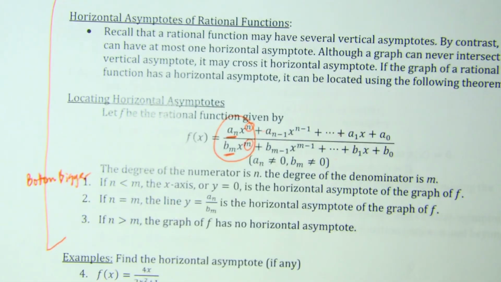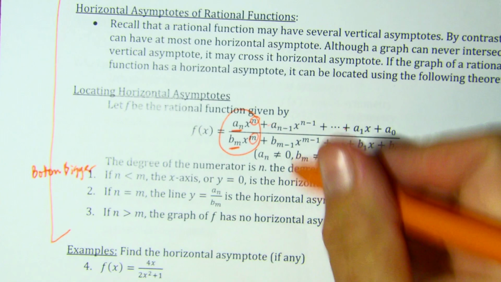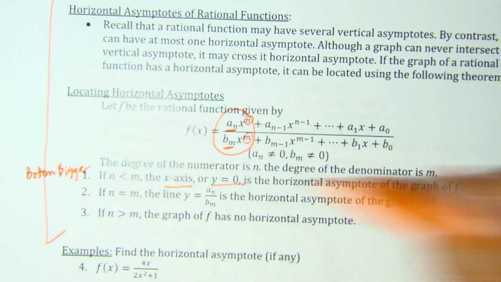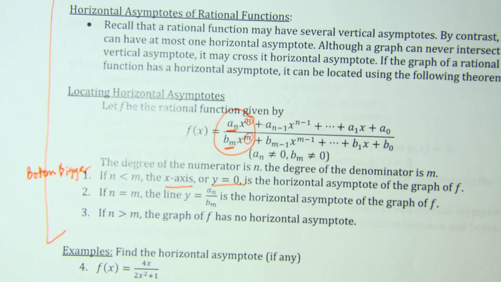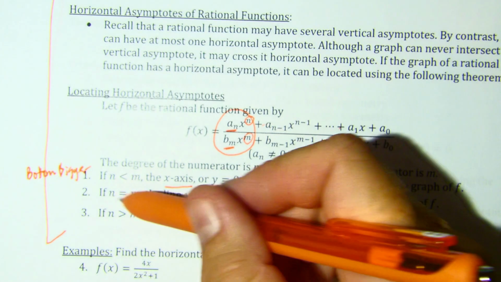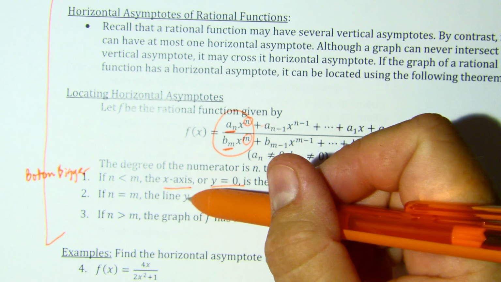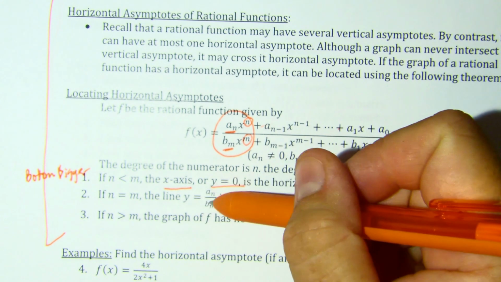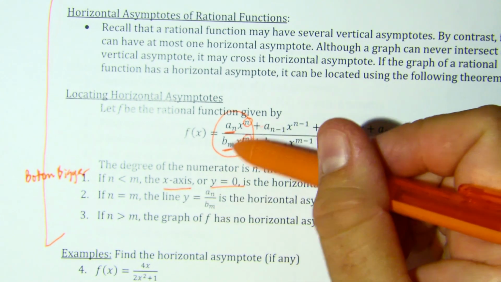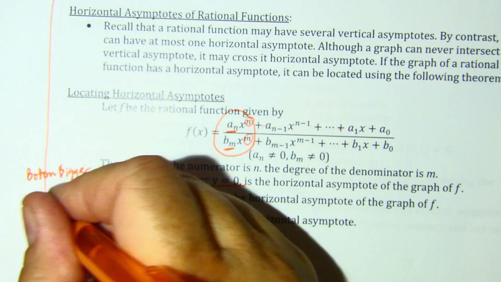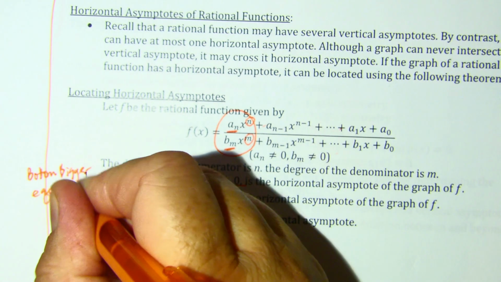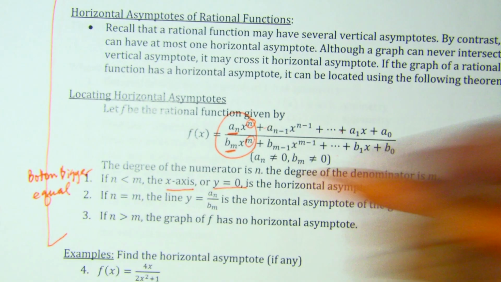This is the case where the bottom degree is bigger. Then the equation y equals 0, which is the x-axis, is your horizontal asymptote. Now, if the degree of the top and bottom are equal, then what you'll be using is the equation y equals the leading coefficient of the top over the leading coefficient of the bottom. So equal is going to be your horizontal asymptote.